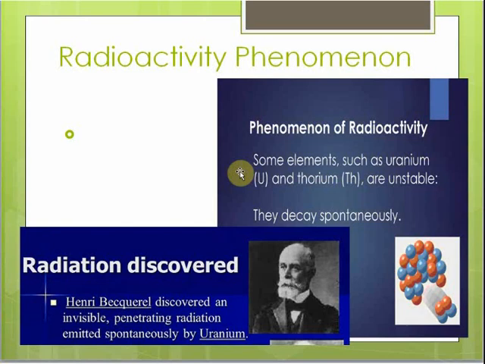He called these elements radioactive elements and called this phenomenon the radioactivity phenomenon. Okay, we have two types of elements: stable elements and unstable elements. This stability depends on the number of neutrons. We all know that the number of neutrons equals the mass number minus the atomic number.